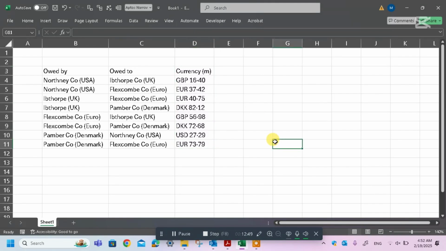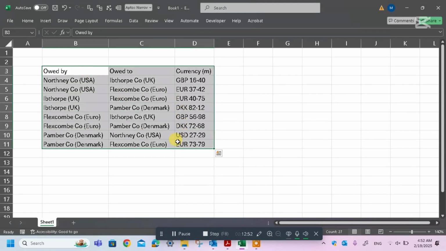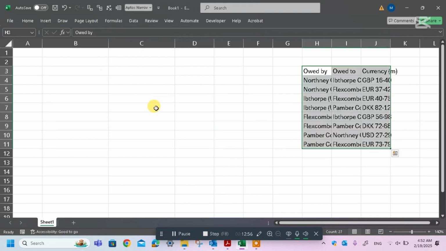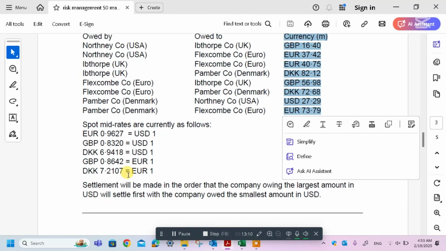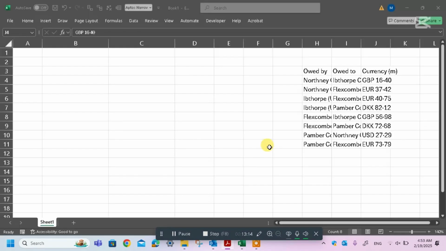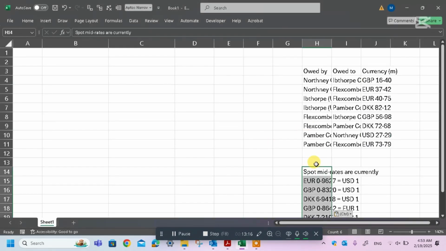All right, this is the information given. Let me just have it on the side. Then we will make a table. How are we going to make the table? First thing, I need to convert these values to dollars using the mid rates. Mid rates are also given. Let me copy that also here, mid rates. So we have to use these mid rates and convert them to dollars. Let's do that first.